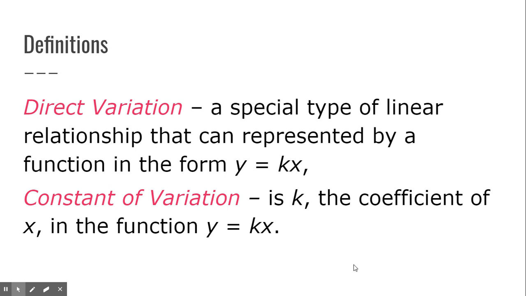Direct variation is a special type of linear relationship that can be represented by a function in the form y equals kx. And we've already seen that proportional graphs have that same y equals kx. So that's why I say that direct variation and proportional are exactly the same thing. The constant of variation k is the coefficient of x in the function y equals kx. And again, we've already heard that term as constant of proportionality, which is k. It just means the same thing, with a different word.